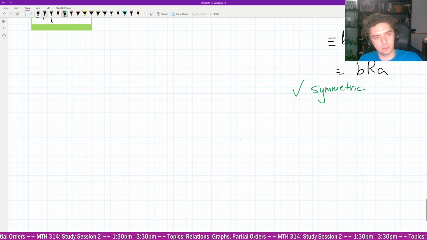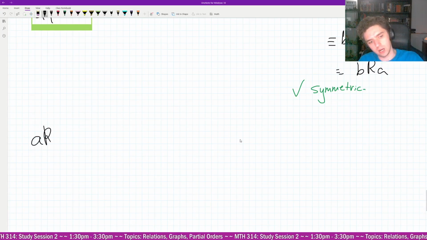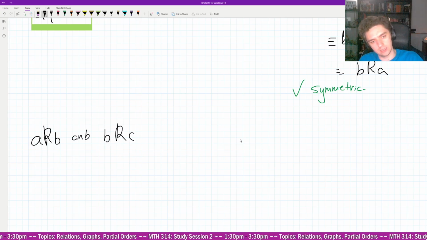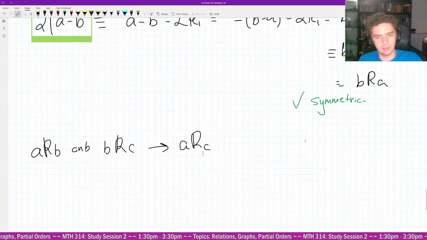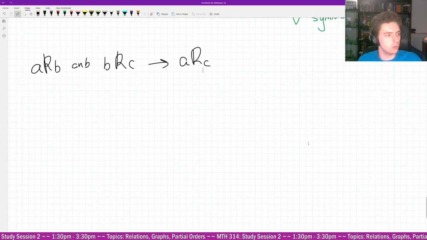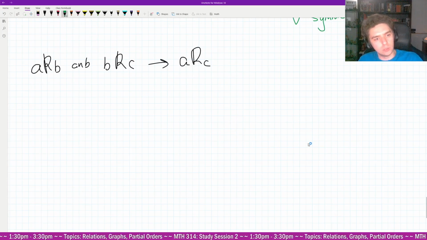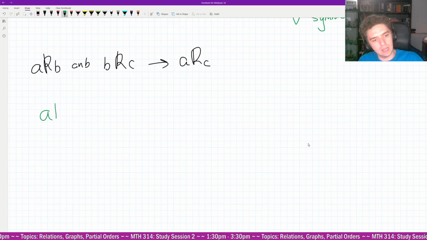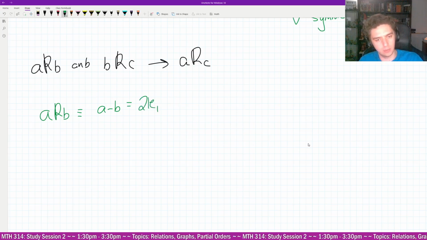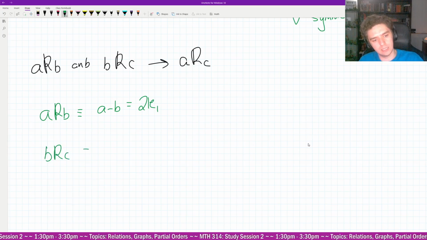Okay, and now for transitive. Transitive would be that a R b and b R c implies a R c. And is it transitive? Did we say it was transitive? Yes, we did say it was transitive. So let's show that it is algebraically. We will start with the fact that we know that a R b is logically equivalent to a minus b equals 2k1, and we know b R c is logically equivalent to b minus c equals 2k2.